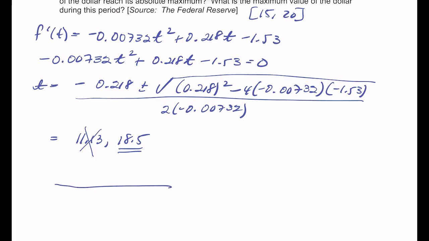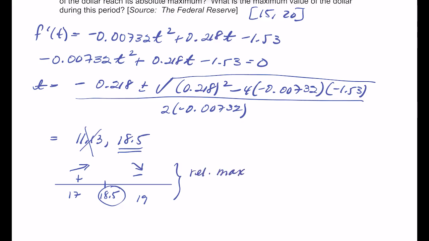So if you think of, again, like we drew number lines, here's 18.5, maybe pick 17 and then 19. And if I plug 17 into my derivative, I would end up with a positive. So we know the function is increasing there. And then if I plug 19 into my derivative, you would end up with a negative. So we know the function's decreasing there, right? So since it's increasing and then it's decreasing, that tells me that there's a relative max at t equals 18.5.